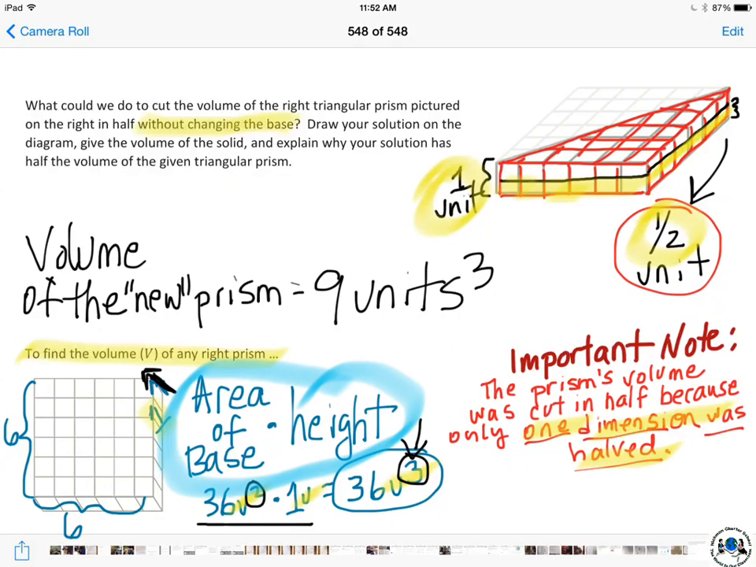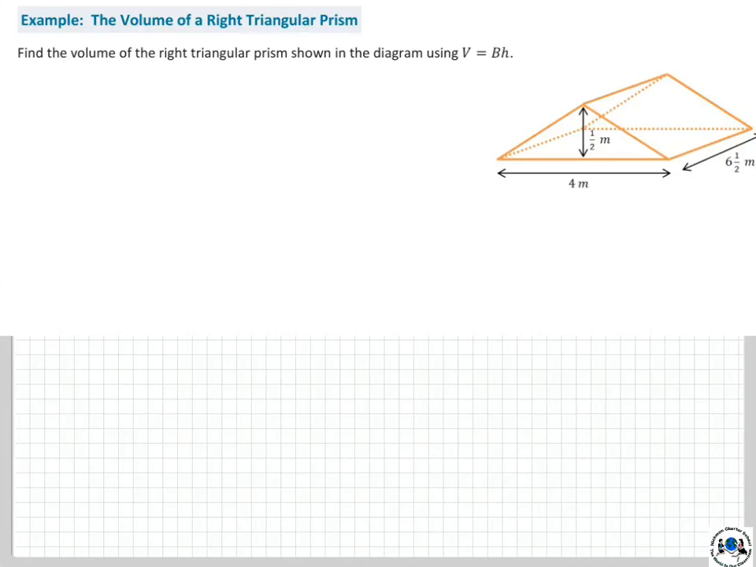Okay, and the area of the base. Here we go. Here is an example: the volume of a right triangular prism. Find the volume of the right triangular prism shown in the diagram using our new formula: V equals B times H. I want to make very clear that that B is the area of the base. It's not just this measurement here, for example, the 4, because that is a base measurement as well, but it is the area of the base. So I'd like you to give it a try, use what we've done already to help you out, and then come back and check it with me.